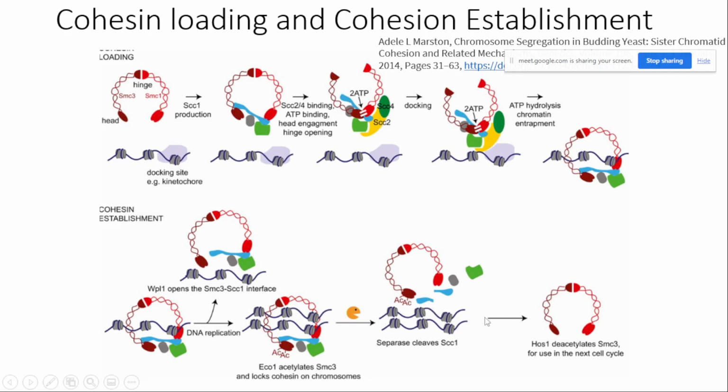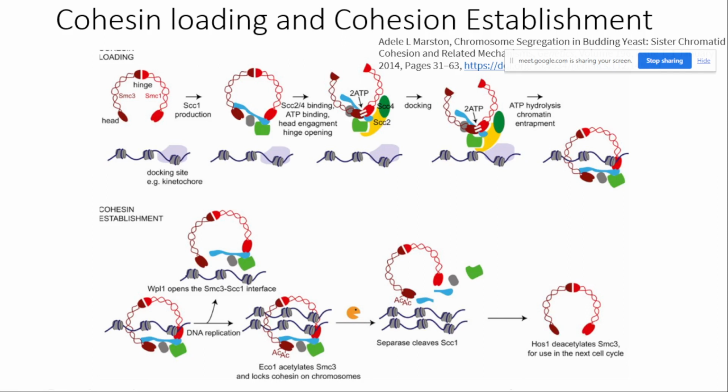DNA will come out from the cohesin through this DNA exit gate, which is the SMC3-SCC1 interface. So after the cleavage of SCC1, the DNA is free from the cohesin, and now the two sister chromatids are not cohesed, so they can be separated. After this event, there is a deacetylase called HOS1. This can deacetylate SMC3. It will remove the acetyl group of SMC3, and it will make the cohesin complex ready for use in the next cell cycle.